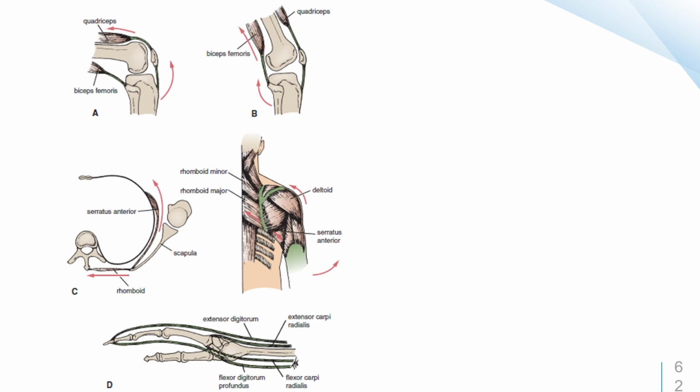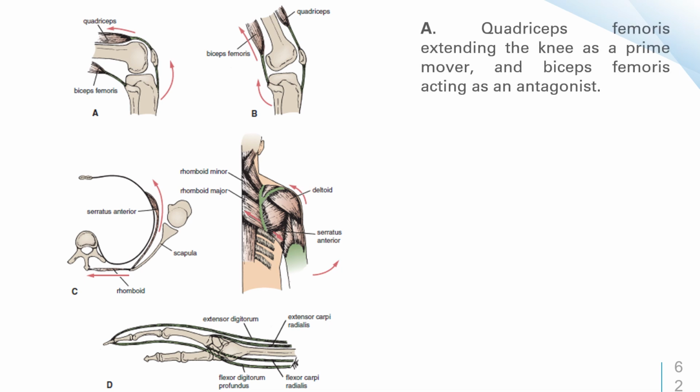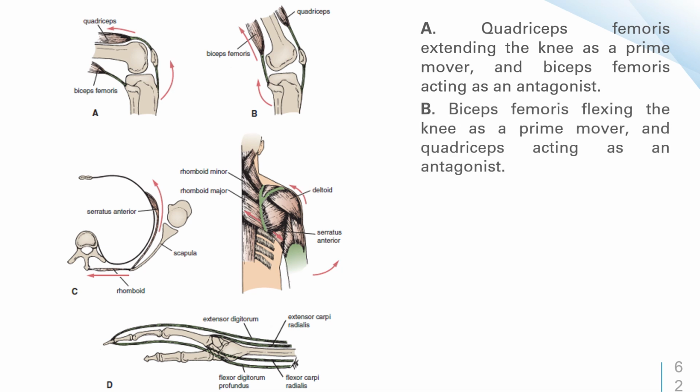Alright, so pop quiz again. So what do you think is the prime mover and the antagonist of letter A? So letter A is actually knee extension, correct? So quadriceps femoris extending the knee as a prime mover and biceps femoris acting as an antagonist. What about letter B? So this is actually knee flexion. Biceps femoris flexing the knee as a prime mover and quadriceps acting as an antagonist.